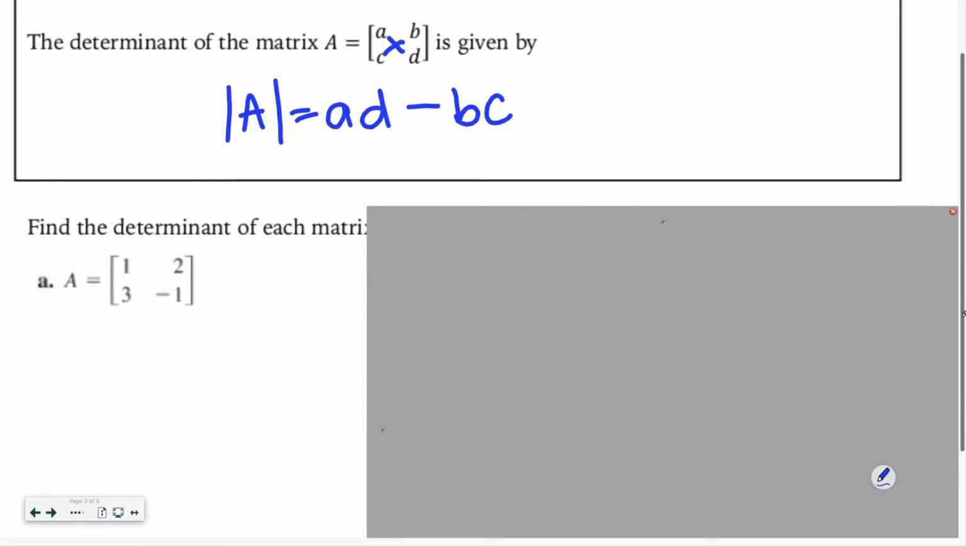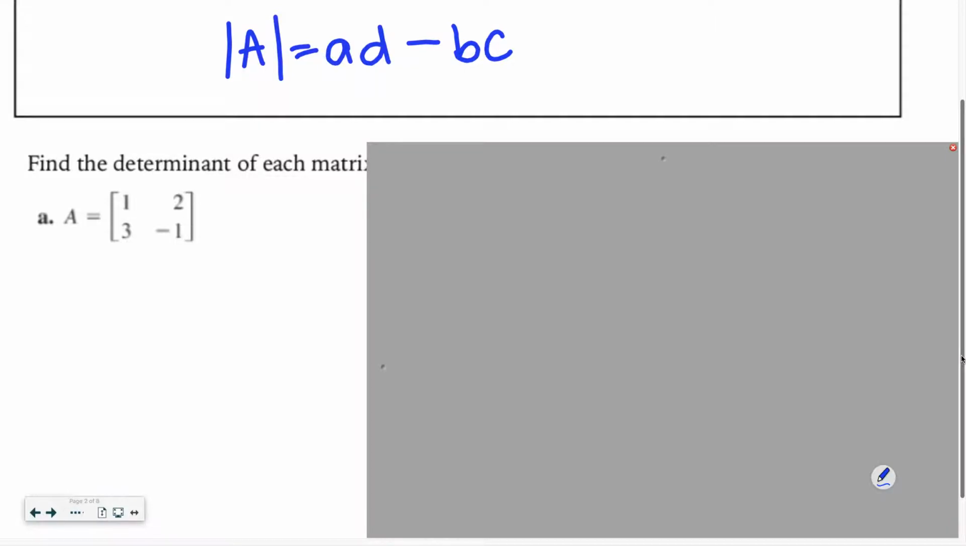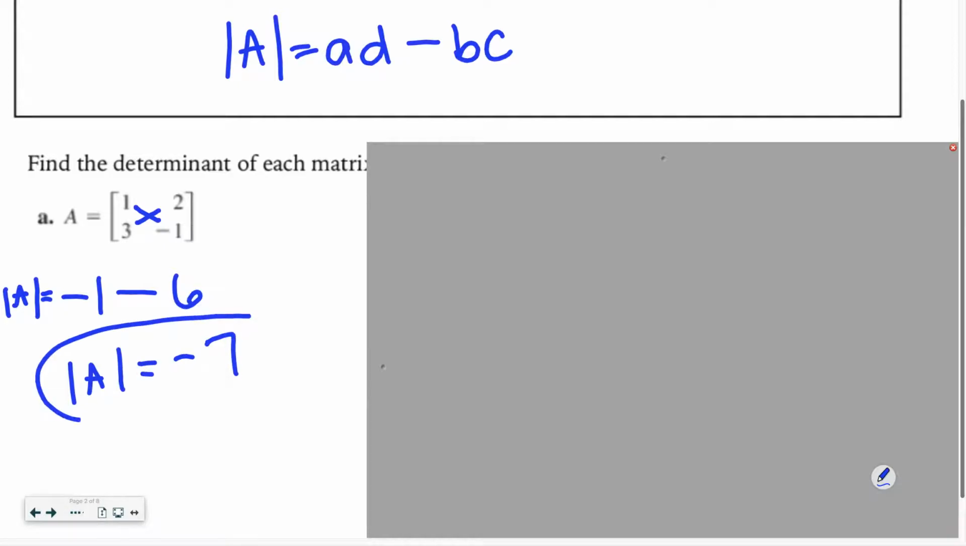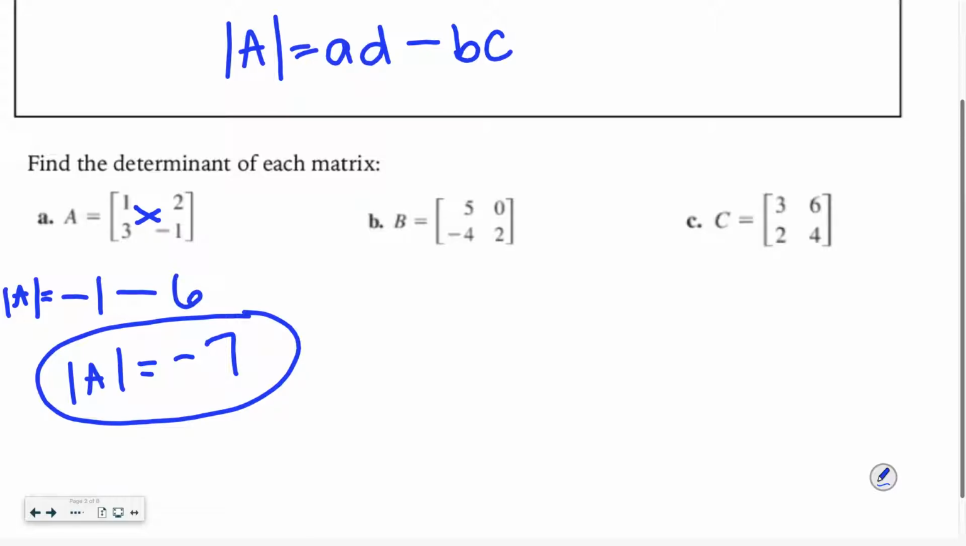Okay, so example A. Criss minus cross. What product would we take first? 1 times negative 1, and then we would subtract 3 times 2. So the determinant of A is negative 7. That's it. That's really all we have to do. So I'm going to give you 1 minute, which may be more time than you need. I'm going to give you 1 minute or less to do B and C.